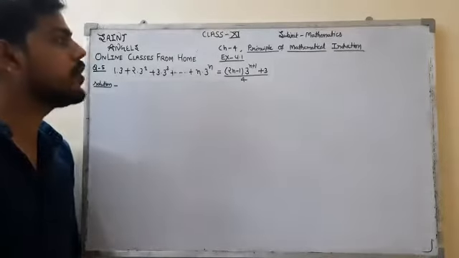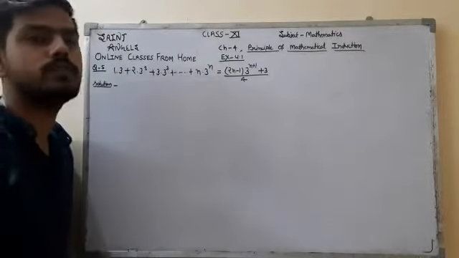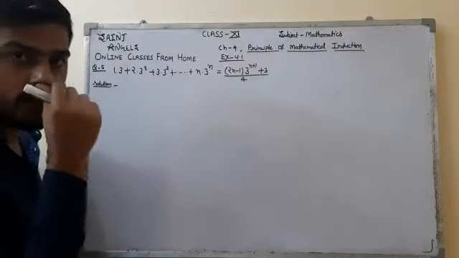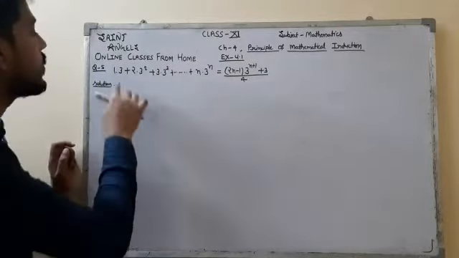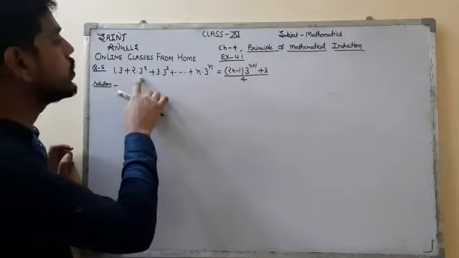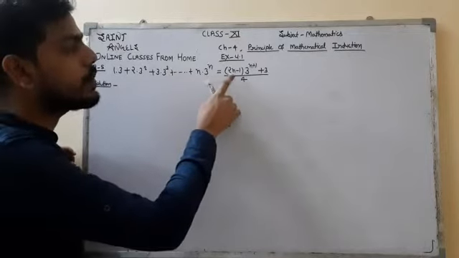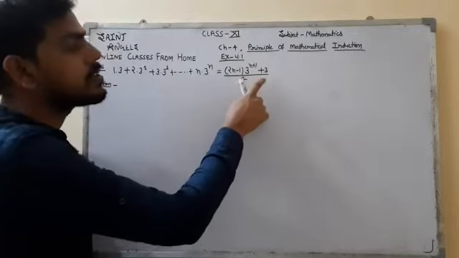So today we will look at question number 5 of exercise 4.1. You are given to verify through the method of principle of mathematical induction that 1 into 3 plus 2 into 3 square plus 3 into 3 cube up to n into 3 raised to n equals (2n minus 1) 3 raised to n plus 1, plus 3, upon 4.